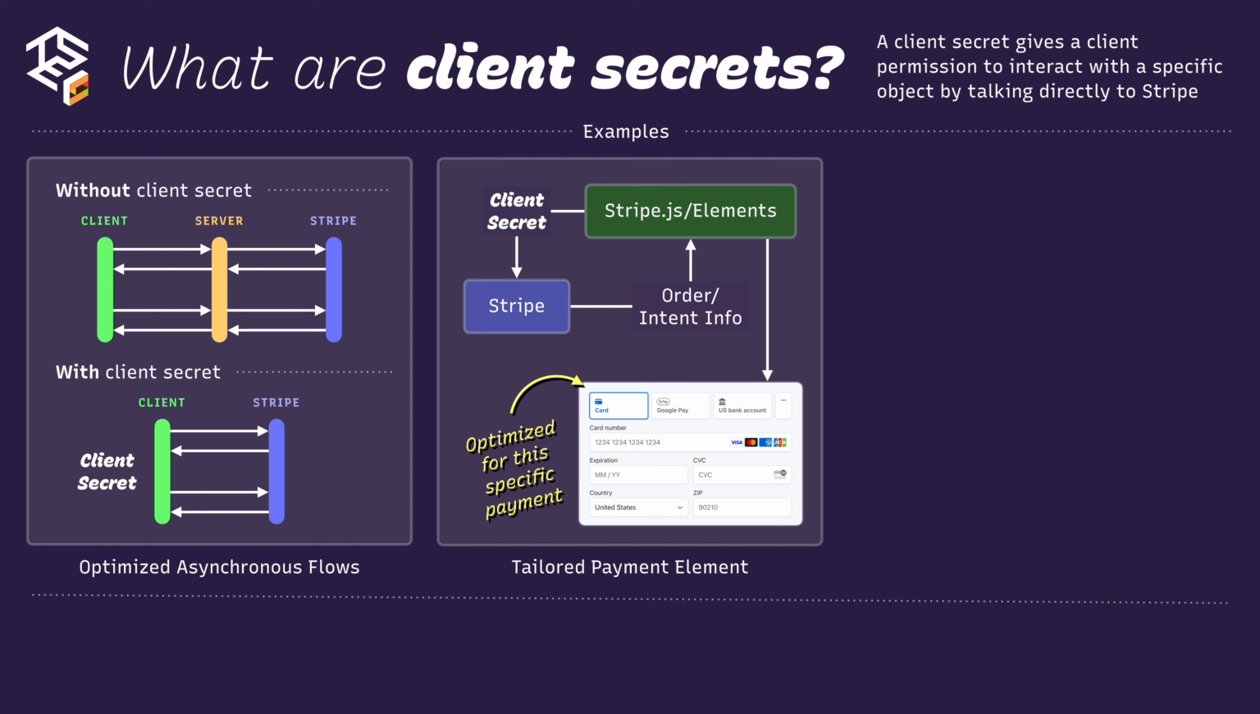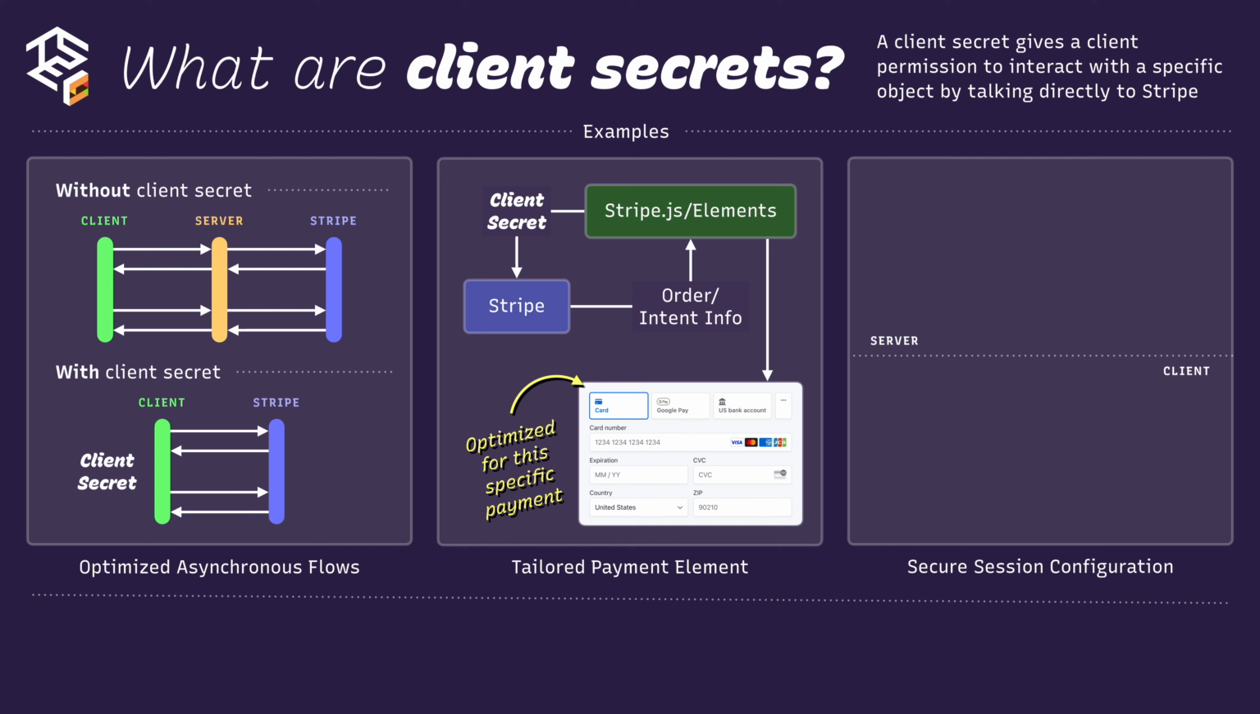The payment element will show the correct payment options based on the information Stripe provides. For example, automatic payment methods enabled in the dashboard will be cross-referenced with the currency and other attributes of the order or intent, and the payment element will display the resulting options. The payment element can even be updated client-side based on changes made to the underlying order or intent, all thanks to the client secret.